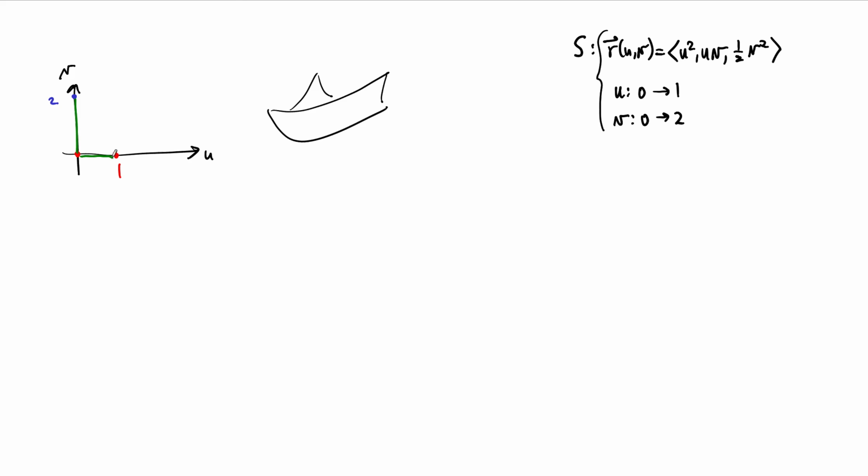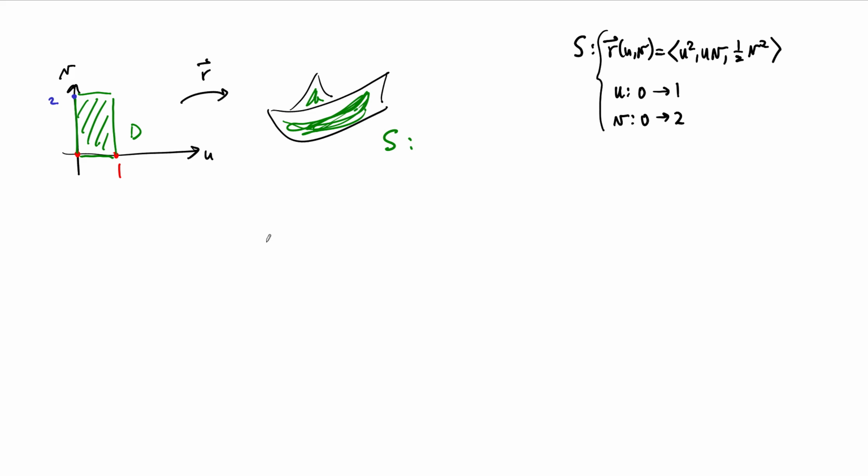Our domain D that we're going to integrate over is just a rectangle over here, and our vector function, our parametrization, maps this entire domain to this surface over here, somehow. That's all we care about, and we want to compute the surface area of this thing.